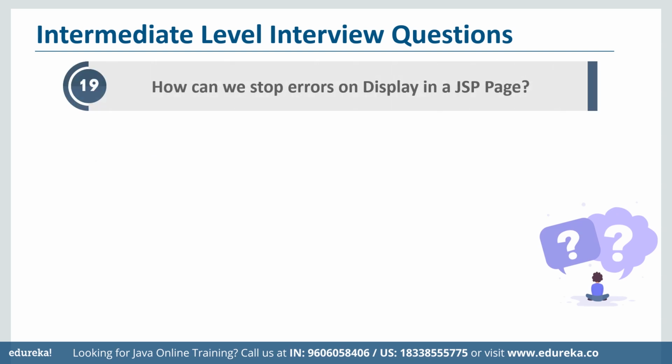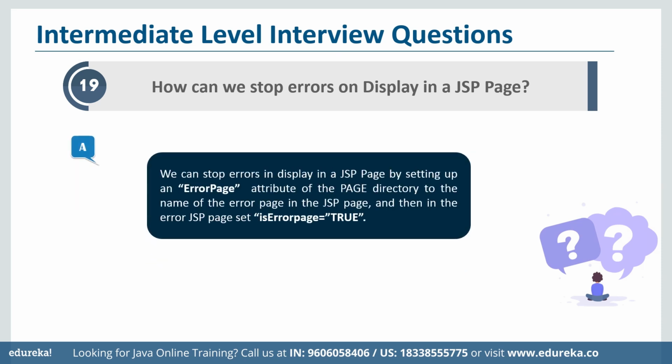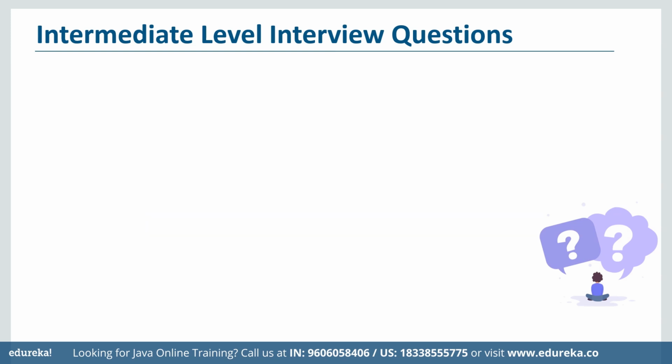How can we stop errors on display in a JSP page? The answer is, we can stop errors in display in a JSP page by setting the error page attribute of a page directive to the name of the error page in the JSP page. And then the error JSP page is set to isErrorPage equals true. This can stop errors from being displayed on a JSP page. Now, with this, let us move on to our next question.